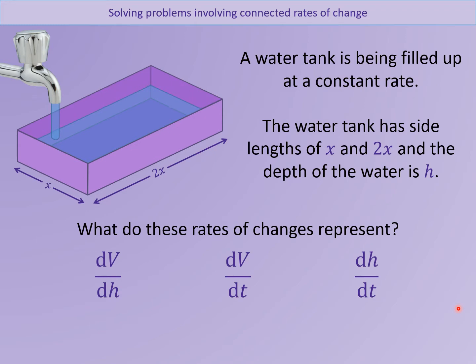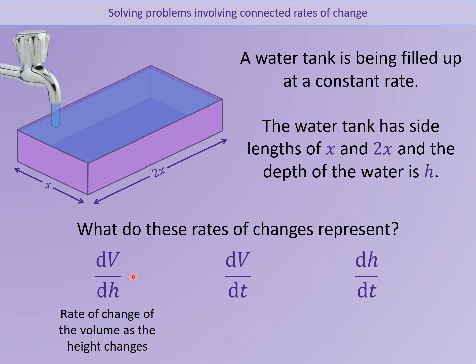So let's look at this first one. The change in V, which is the volume, over the change in height. So how does the volume change over height? That would be the rate of change of volume as the height changes.